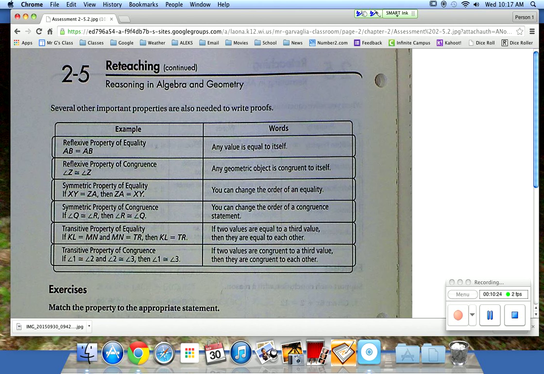Katie and Casey are the same height. And we know that Casey and Trevor are the same height. So Katie and Trevor are the same height. So they're all the same height. It's all the same. And that is the transitive property of equality. The transitive property of congruency.